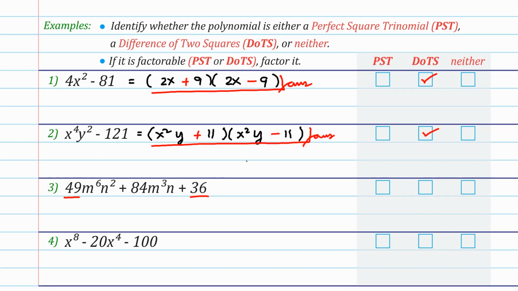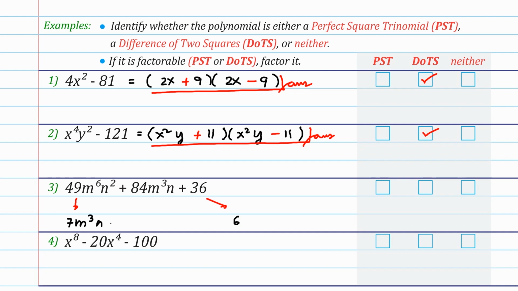Nako, hopefully, perfect square trinomial siya kasi may shortcut tayo. Sige, let's try. So, 49, is it a perfect square? Yes, it is. Ang square root niyan is 7. M to the 6, is it a perfect square? Yes, because the exponent is even, divided by 2, m cubed. Square root of n squared, n, easy. Perfect square ang first term. May pag-asa. 36. Let's see, is this a perfect square? Yes, it is. Square root is 6.